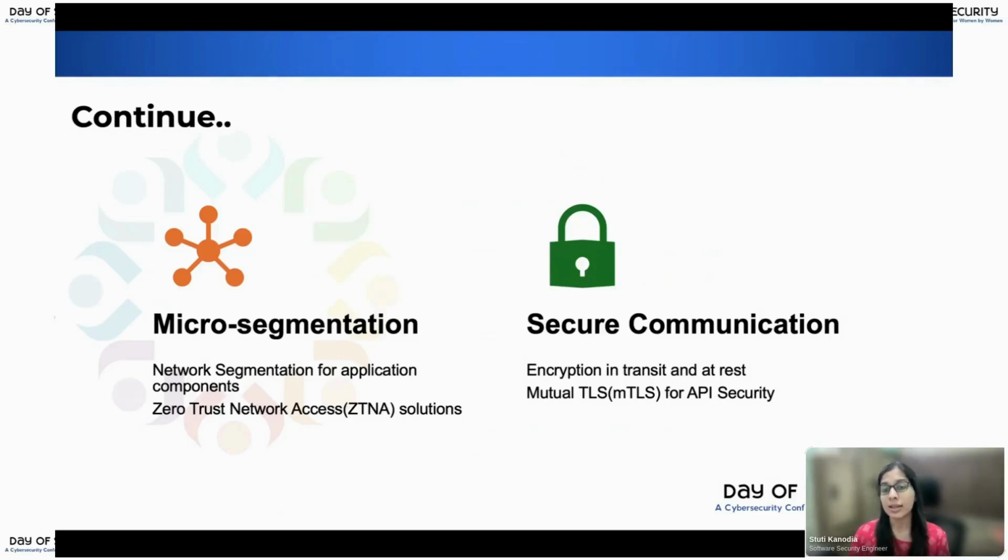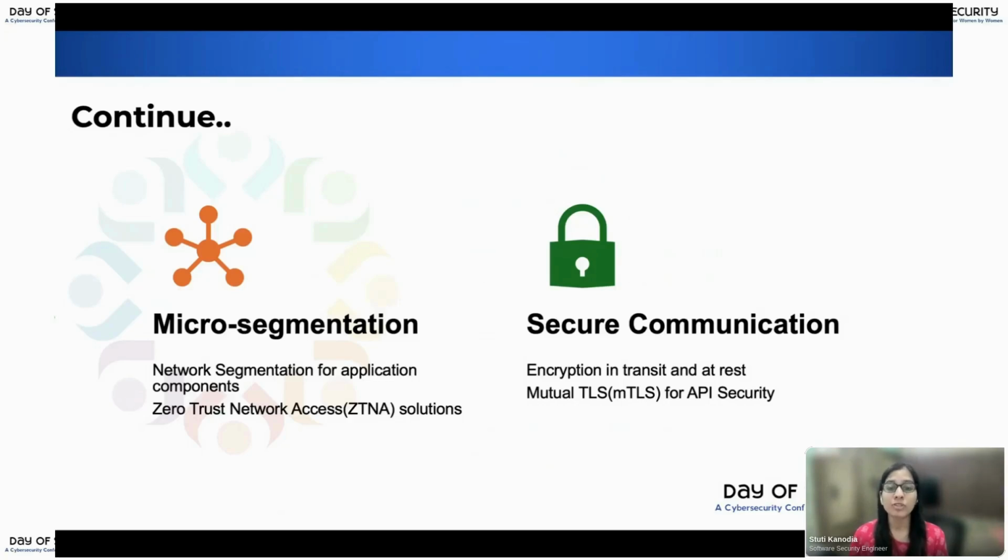Now, the last point is secure communication. For secure communication, as we discussed briefly, encryption in transit and encryption at rest are very important. Similar to that, there is another very good technique that we can use, mutual authentication, that is mTLS. mTLS is very important for API security.